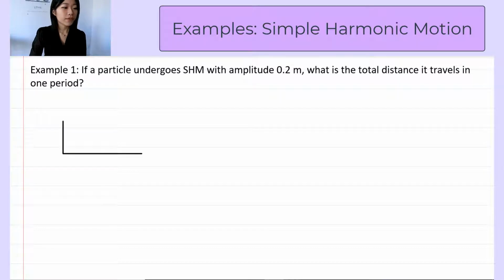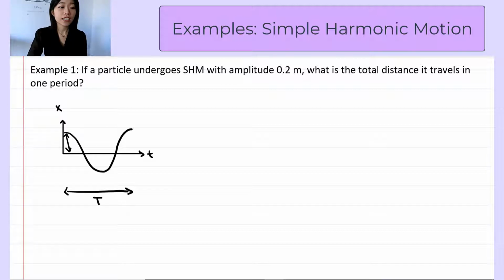From last week, we found that solutions to Simple Harmonic Motion is a cosine function. So that is the time on the x-axis. Y-axis would be the displacement. So the time taken for one oscillation would be the period. And the amplitude A is the maximum displacement from the equilibrium point.